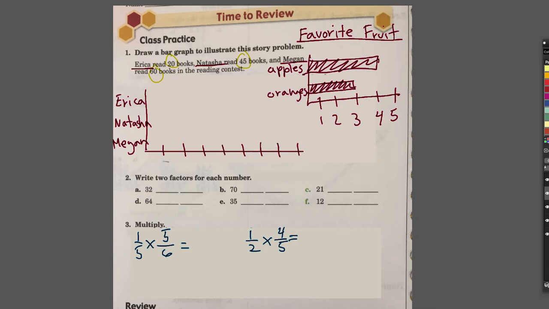So would it make sense for us to have our scale go by ones, like 1, 2, 3, 4, 5, 6, when the highest number we have here is 60? Probably not, right? I think probably a better idea would be to go by tens. So probably start with 0 here, 0, 10, 20, 30, 40, 50, 60, 70, and 80. Okay, so now you have to use the information here to finish this bar graph. So Erica read 20, so her bar would go somewhere here, right? So I'll let you finish that up.